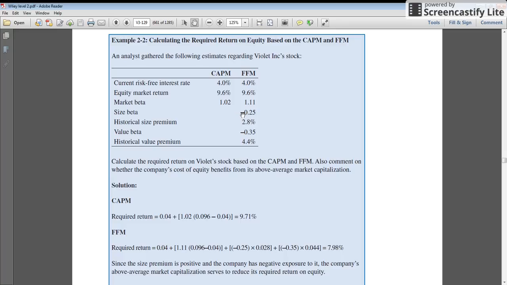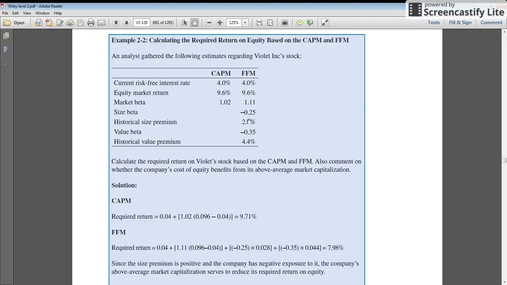So minus 0.25, the negative sign means that this component, minus 0.25 times 2.8%, is going to have a reducing impact on the required return, because again this is a negative sign. So required return will go down, which means that because of the size of this firm, we at this point in time don't know whether the company is large or small. But if you just look at the negative sign of the beta, it would tell you that this is a larger company. Why? Because this size component is having a reducing impact on the required return.